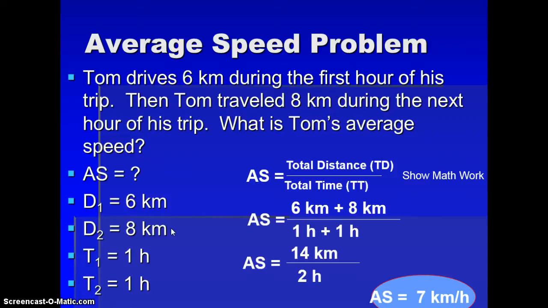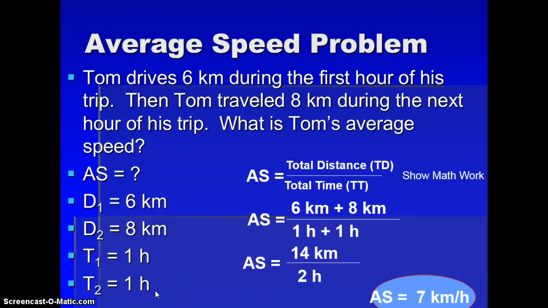Now, how long did it take him to go that first distance? Well, according to our problem, it says it took him 1 hour. During that first hour, which means 1 hour, so T1 becomes 1 hour. How long did it take him to go the next distance? 8 kilometers during the next hour of his trip, so another hour. So T2 equals 1 hour.